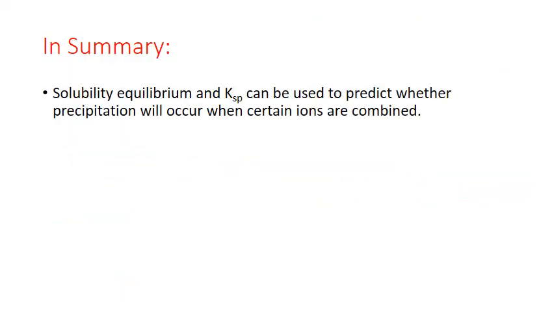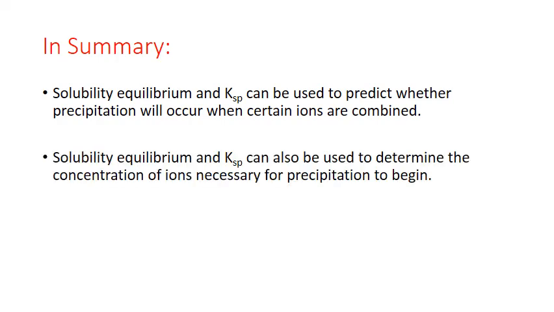In summary, solubility equilibrium and KSP, or solubility product constants, can be used to predict whether precipitation will occur when certain ions are combined. They can also be used to determine the concentration of ions necessary for precipitation to begin.